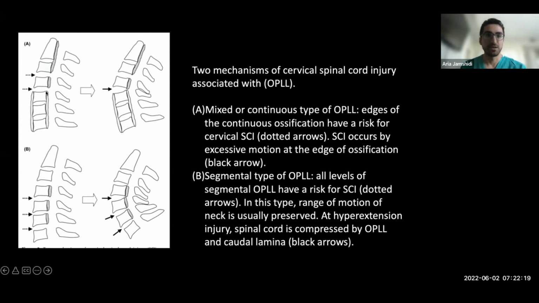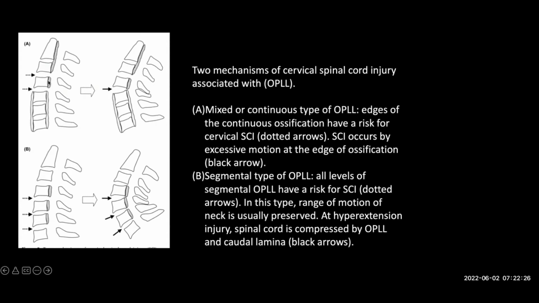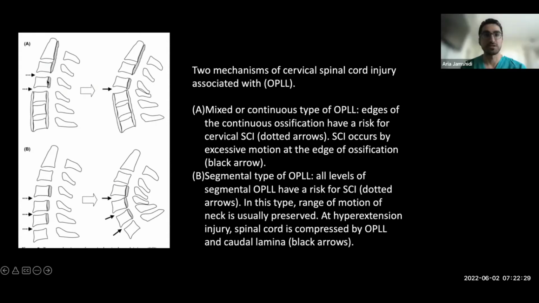They have this long continuous segment that is essentially immobile. You then have this segment of just segmental OPLL just behind the vertebral body, but the area above and below that vertebral body has no ossification, so that area is mobile. So if a patient were to hyperextend their neck, that area has much more excessive motion than the areas above or below, those lamina will buckle when the patient hyperextends, and that ossified mass is going to compress the cord.